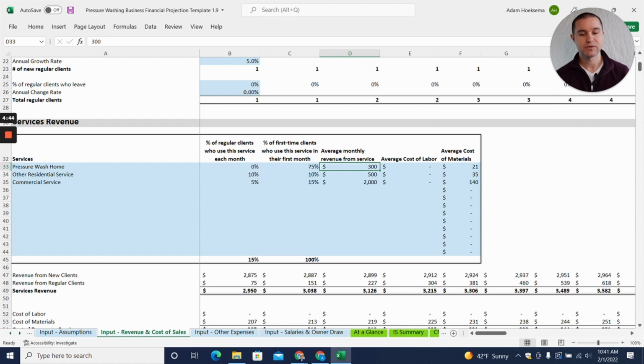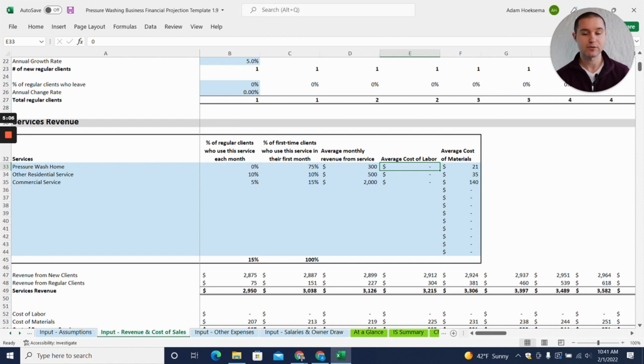But we're assuming we're going to charge $300 to pressure wash a house, and it's going to cost us $21 worth of materials. That's the assumptions that we have built into here. Now we've left the average cost of labor at 0 because we're assuming that you'll be doing the work yourself. If you hire someone, then you'll want to put in their labor costs into this as well.